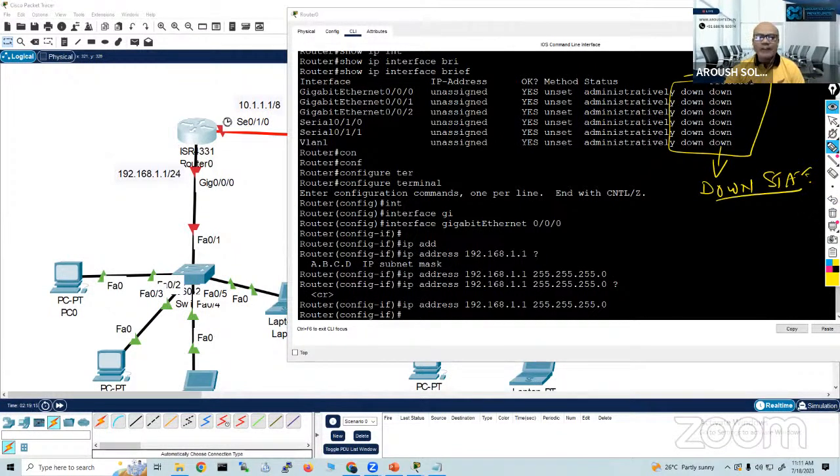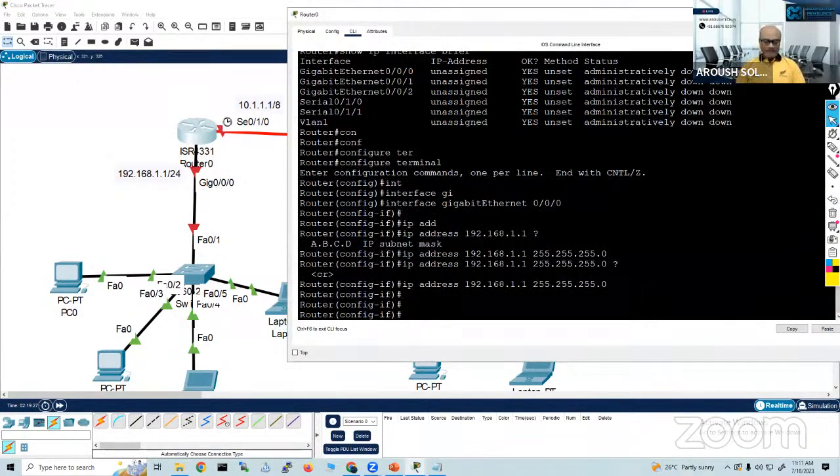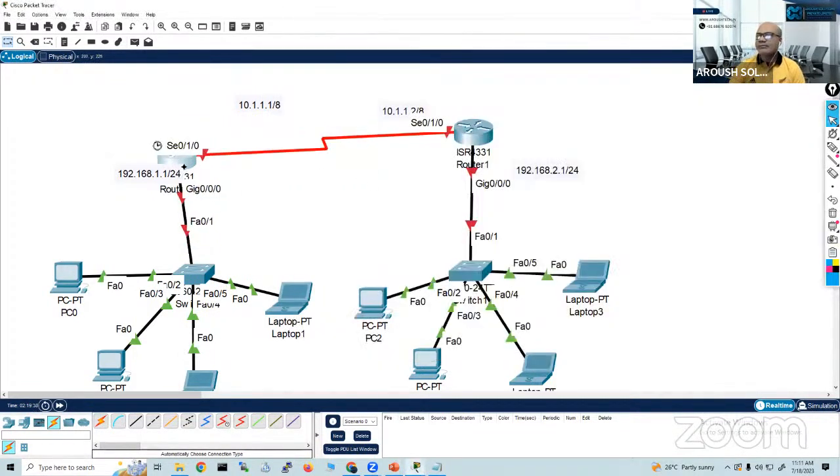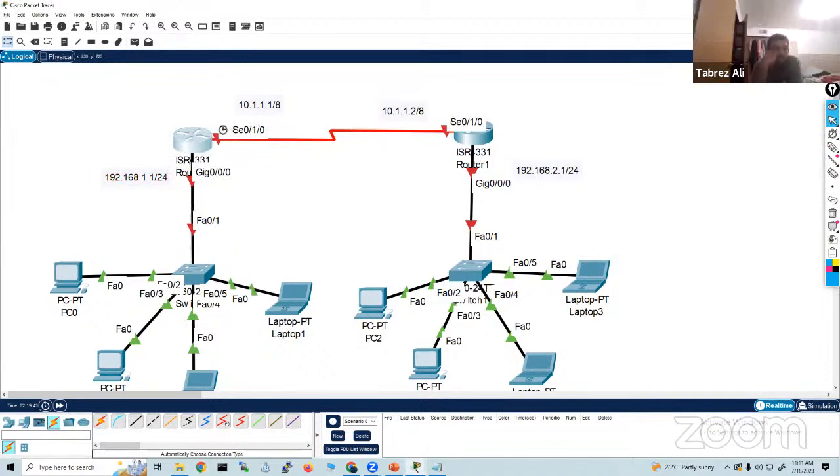We have to make it up. Remember that: unless you make it up, the interface will not come up. For that, what is the command? No shutdown. The moment you give no shutdown, what happens? This red interface, can you see? It will become green.